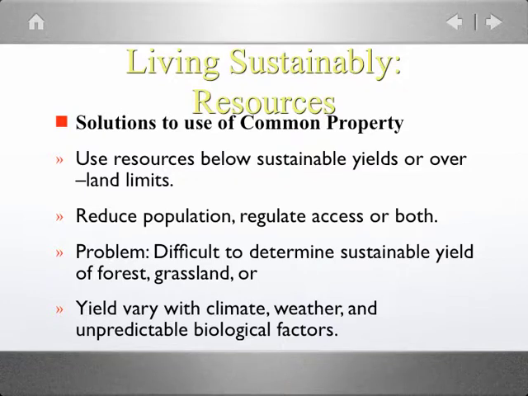Some of the solutions that have been put forth for the use of common property are to use the resource below sustainable yields, reduce population, regulate access, or both. A problem is that it's difficult to determine sustainable yield of forests and grassland. And we also know that yield naturally varies according to climate, weather, and other unpredictable factors.